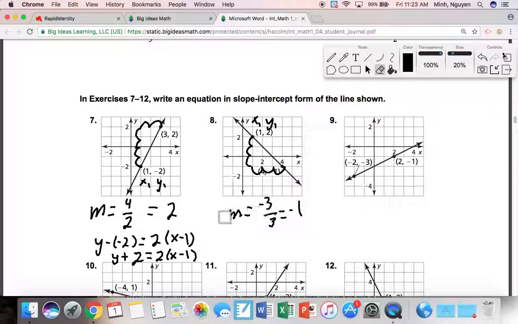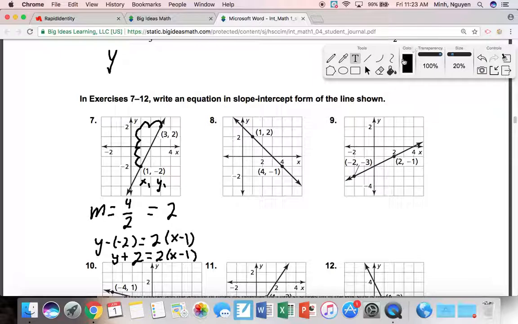And just to give you an example, some of you might be asking, does it matter which point we plug in? Well, let's see. I'm just working on number 7 alone. So if I say y plus 2 equals 2 times x minus 1, and distribute that, I get y plus 2 equals 2x minus 2. I subtract 2 on both sides, I get y equals 2x minus 4.